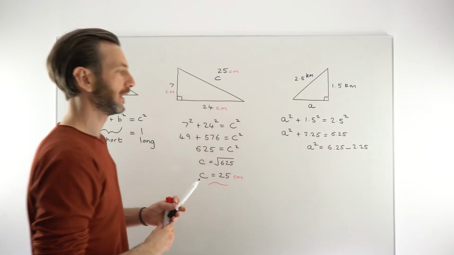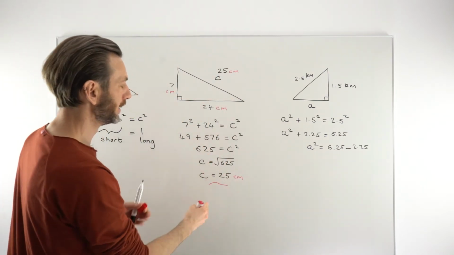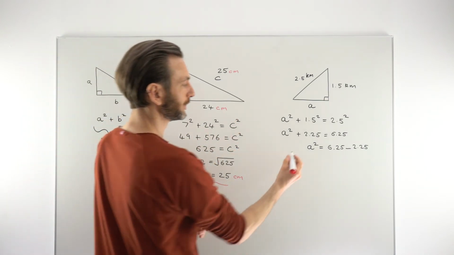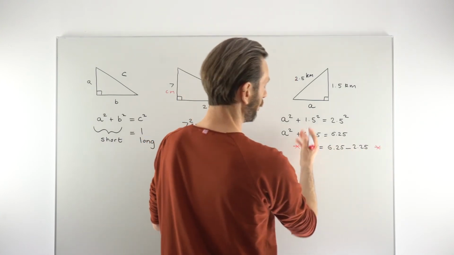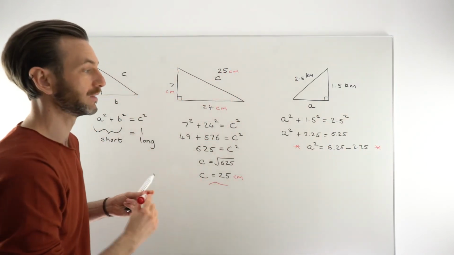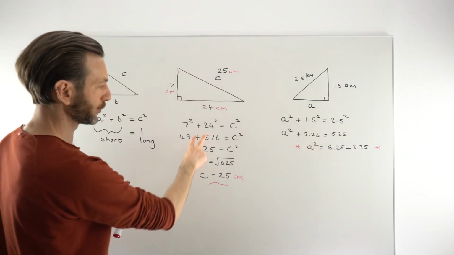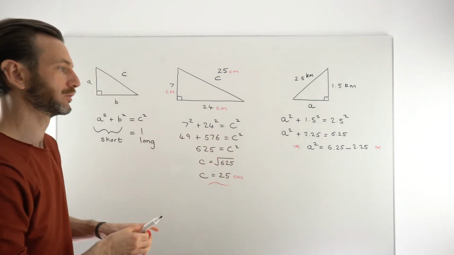So it's really that line of working that makes this one more difficult than this one. We didn't have to manipulate the equation really here. We just added our numbers and square rooted at the end. Here we had this line where we had to move that term over to the other side so that we end up with the thing we're trying to find on one side and the numbers on the other side. That was already the case here. The C was on one side and the numbers were on the other side.